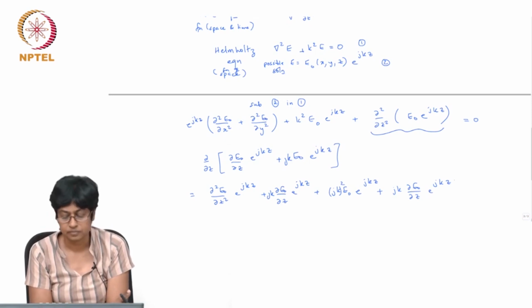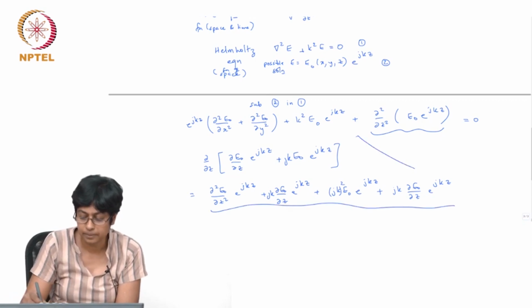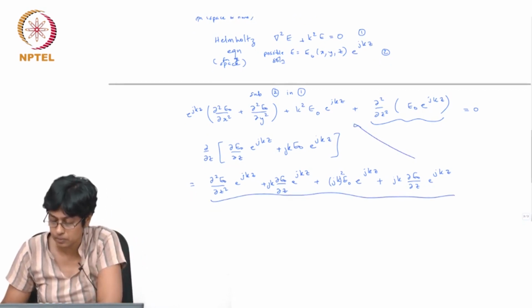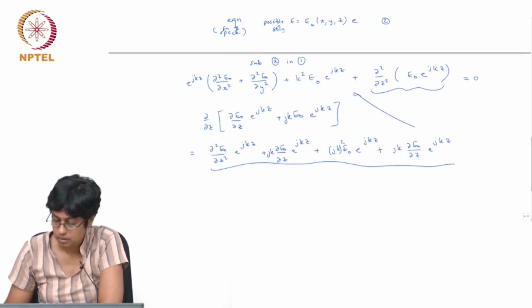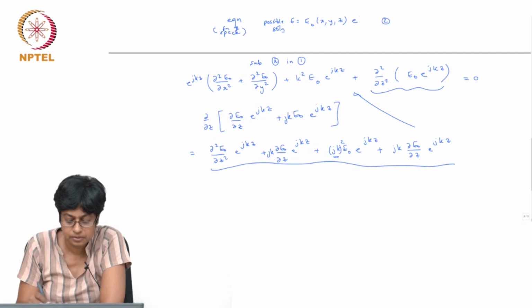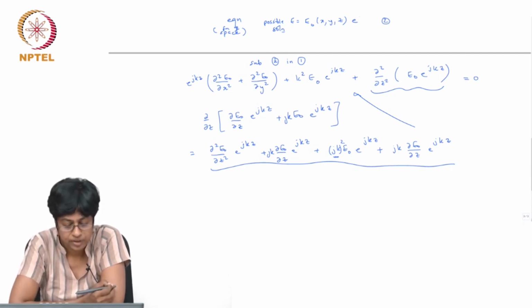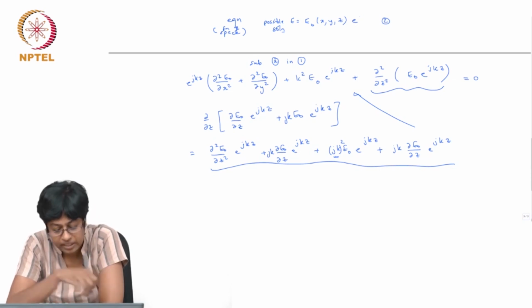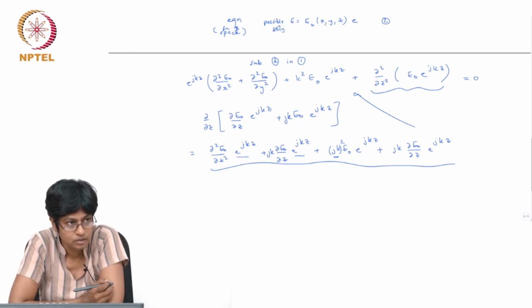right? So if I now write this part along with this equation, what will happen is I have a jk squared here, so I have a negative term. So finally, every term has e power jkz, so that's going to cancel throughout.